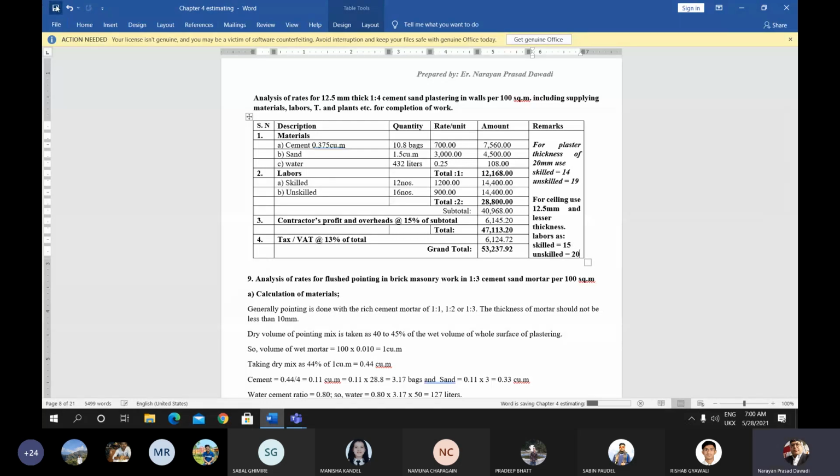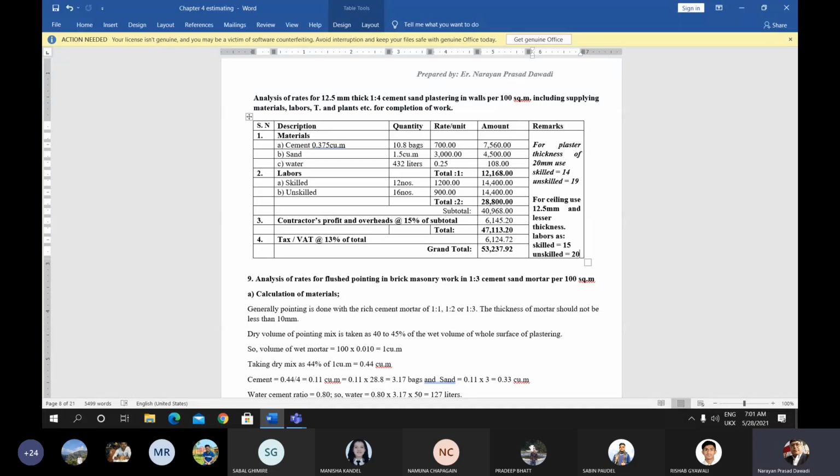Sorry, 15 and 20 is used, not 19. 15 and 20 can be used for the ceiling. For plaster surface less than 20 mm, use the manpower as 12 and 16. For 20 mm or above, use the manpower as 14 and 19. And for the ceiling, use the manpower as 15 and 20.